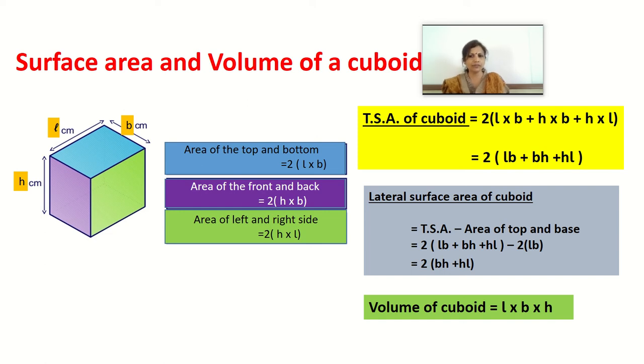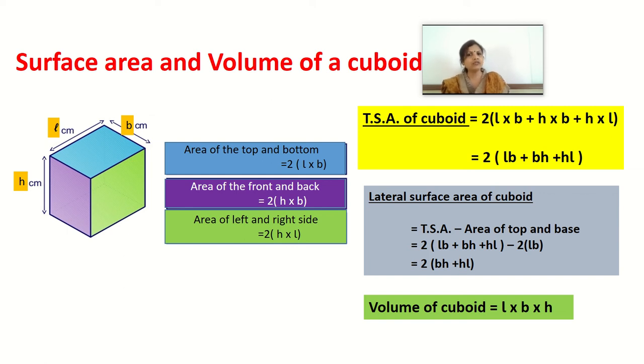Then the lateral surface area, as I told you, when you calculate lateral surface area, the top and the bottom face is not included. So lateral surface area is nothing but the area of the remaining 4 walls of the cuboid. That's equal to 2(BH + HL).